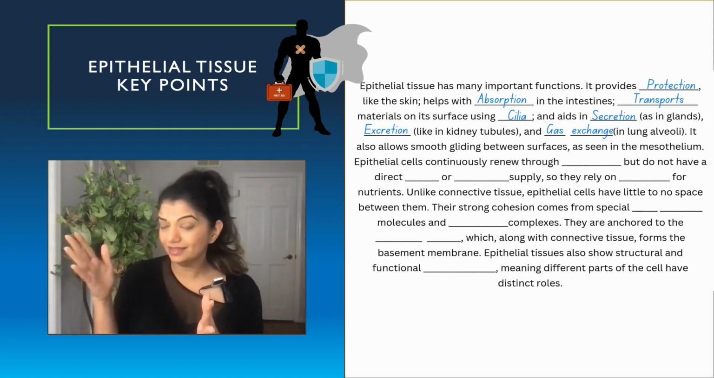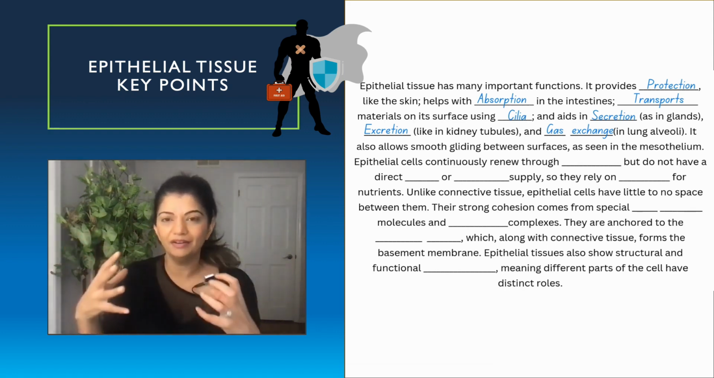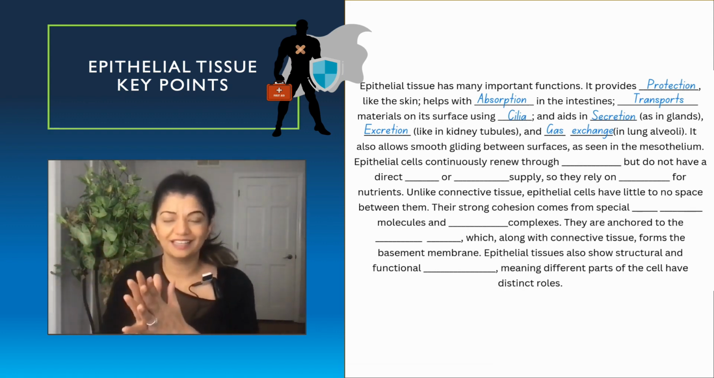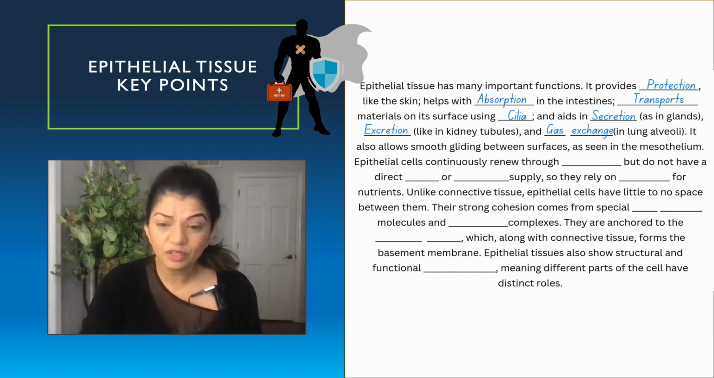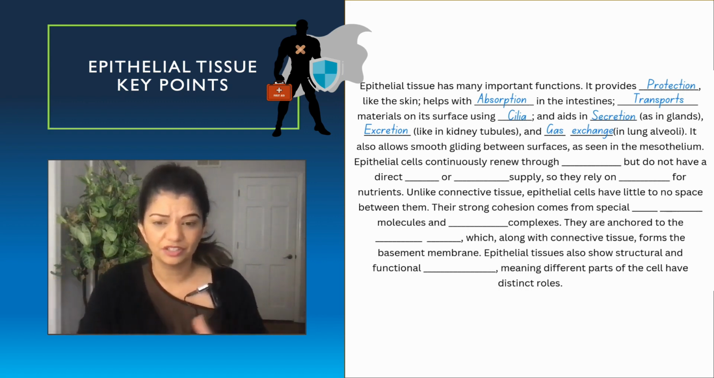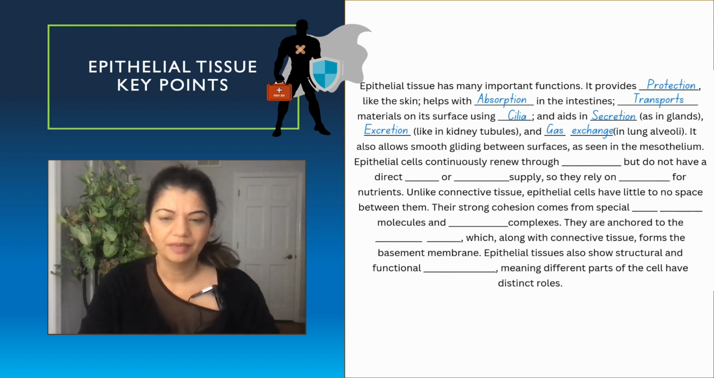Now, this is something you may not think about, right? We always think about it forms a barrier, but it also lubricates so that there's no friction between our organs or other structures in the body. Epithelial cells continuously renew through mitosis, but don't have blood or lymphatic supply, and they rely on diffusion for nutrients.